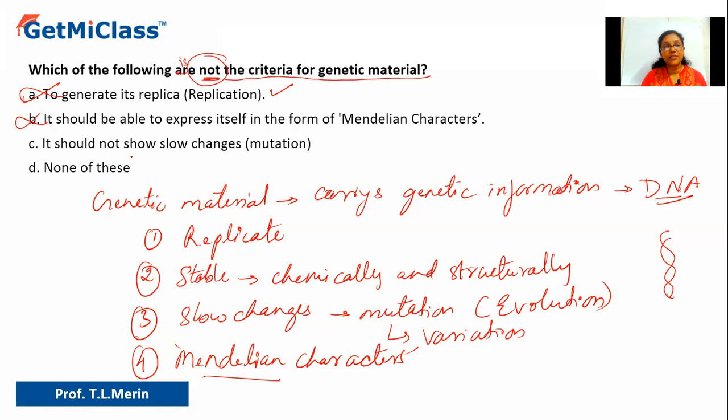Then option C says it should not show slow changes or mutation. But we have said that it should show slow changes because only then will variation occur, and only then will that lead to evolution. Hence, this is the incorrect criteria, or you can say this is not the criteria according to our explanation. Hence, this is the correct answer according to the question. And option D says none of this. It is incorrect because we have the correct answer here.